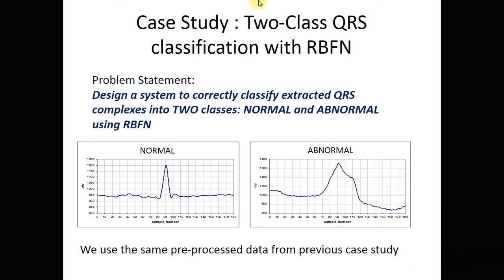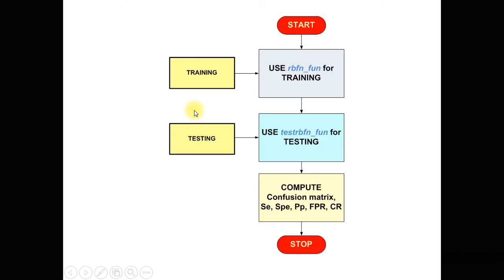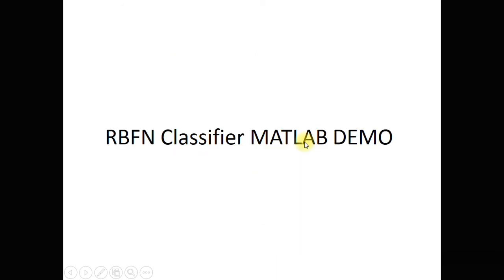So now we start with the classification using radial basis function network. I hope you remember the topology of RBFN. Again, the same problem we can solve with RBFN as well. So again, I have created two functions, one for training the RBF network, the other is for testing it. So again, we start with the training set, test with the testing set, and compute the confusion matrix and all the necessary parameters from that. So let us switch back to MATLAB.